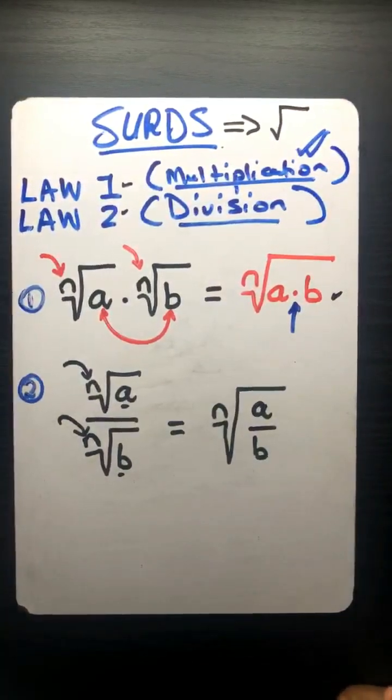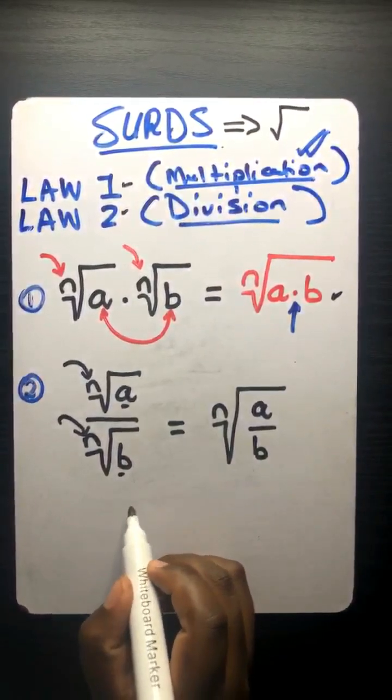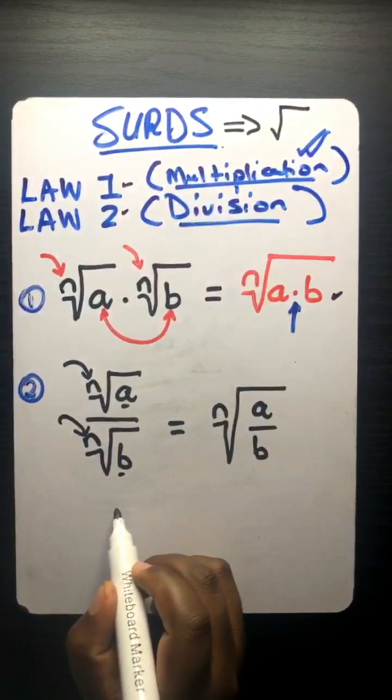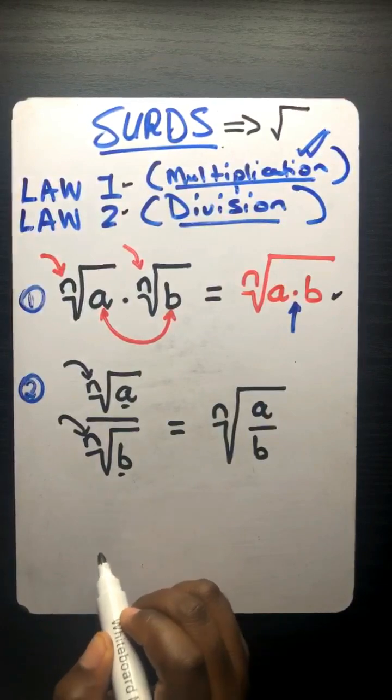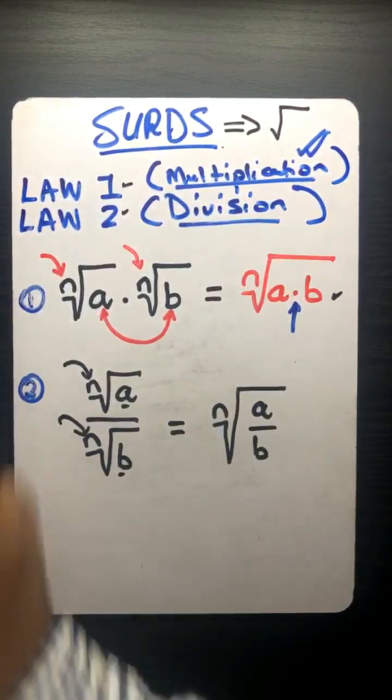Okay, let's say we have the tail at the top and then the second one at the bottom does not have a tail, how do we solve that? A very, very good question.